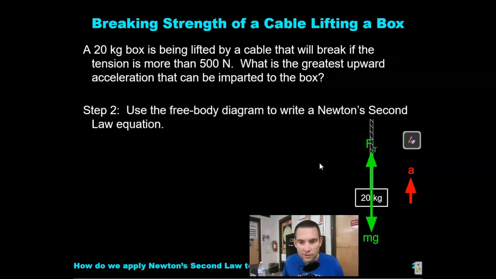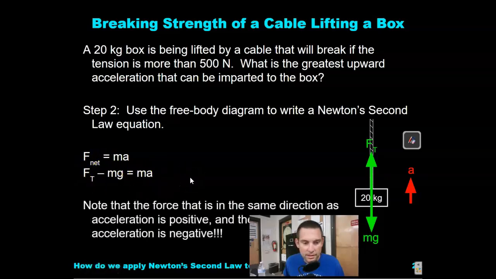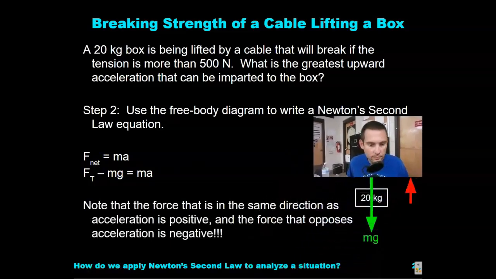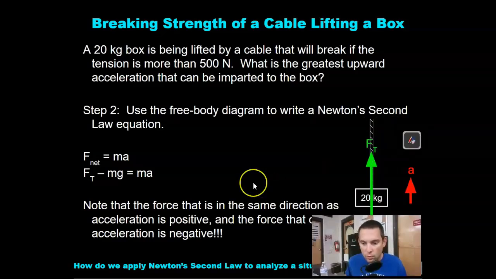Step 2, use the free body diagram to write Newton's second law equation. Net force equals mass times acceleration. Ft minus mg equals mass times acceleration. Positive Ft adding the negative mg equals mass times acceleration. Note the force that is in the same direction as the acceleration is positive, and the force that opposes acceleration is negative. Right? It's kind of like a tug of war.